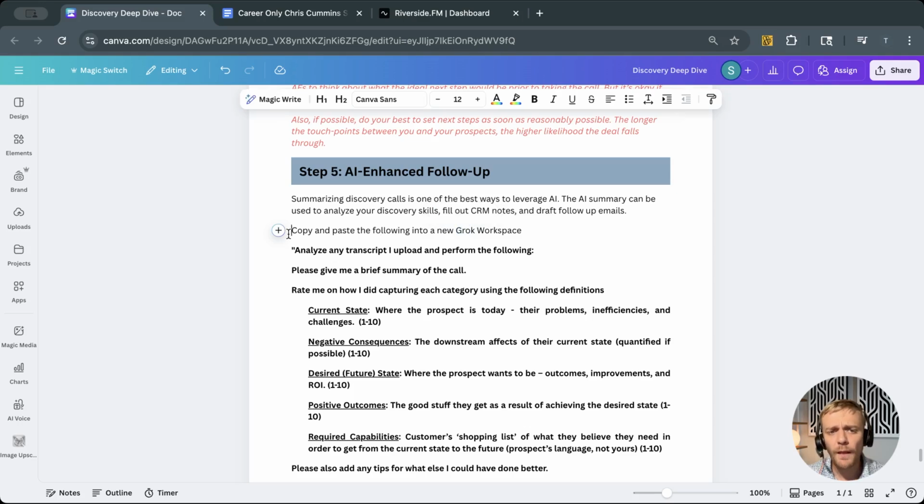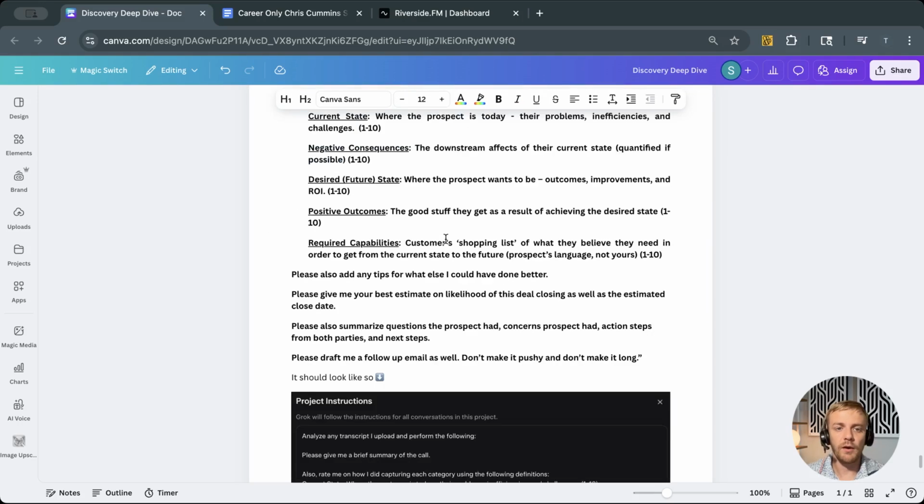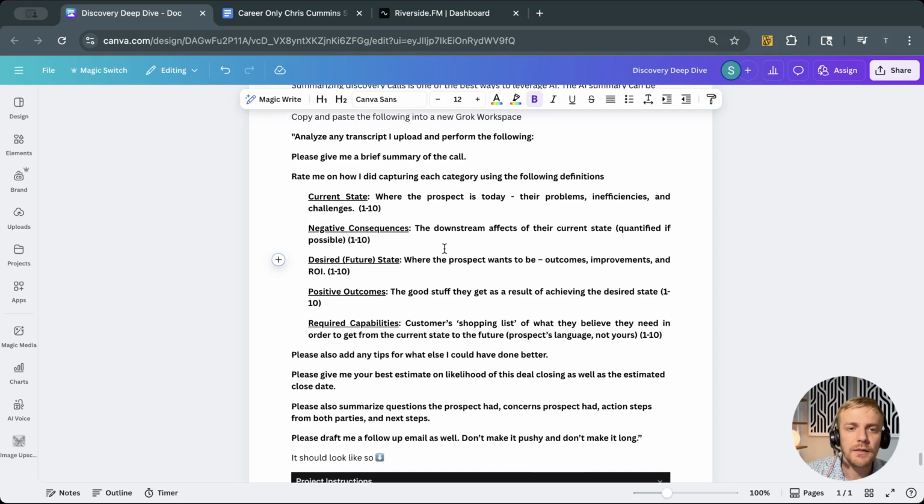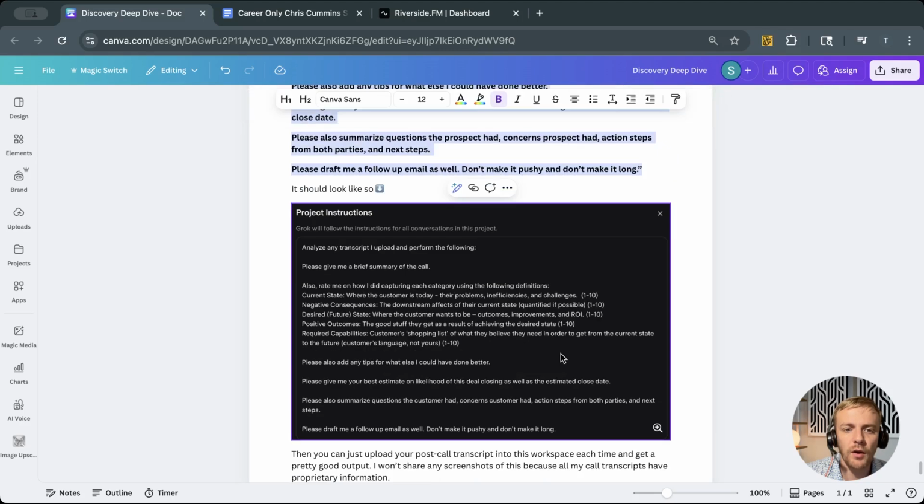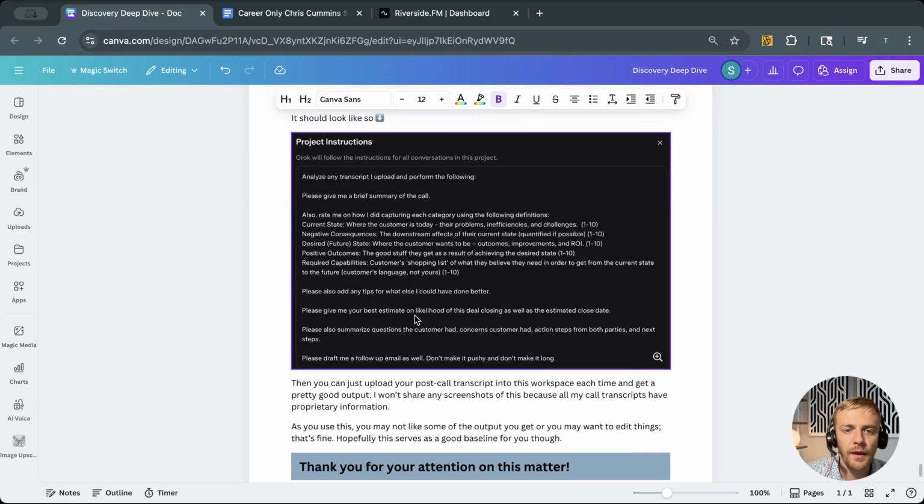So just like I recommended above for the pre-call discovery, you can also use a Grok workspace for the post-call discovery. So what I recommend is throwing all these things into a Grok workspace, and it should look like so.